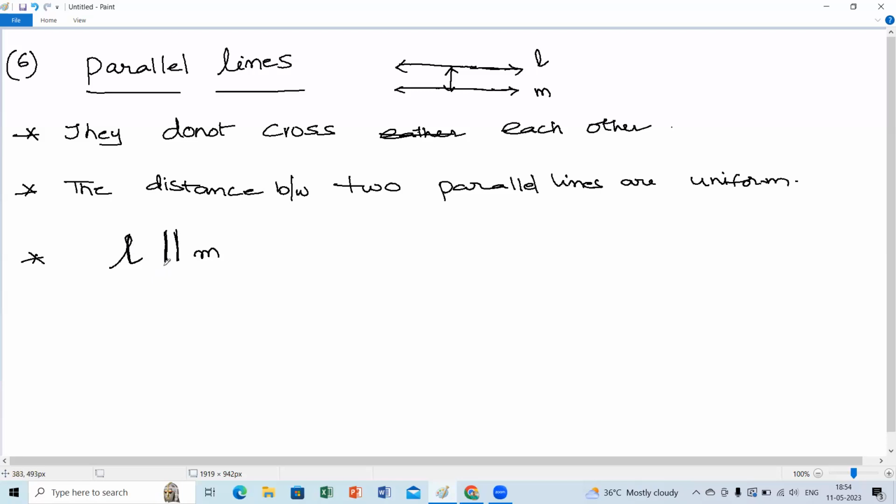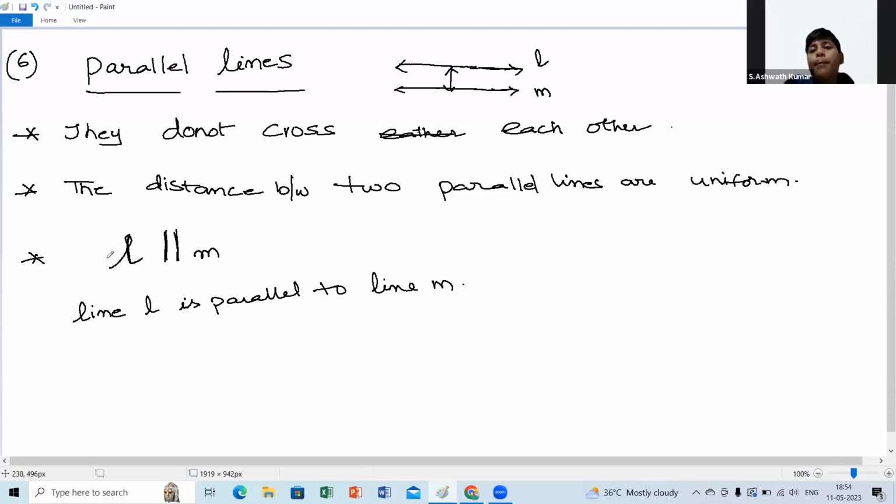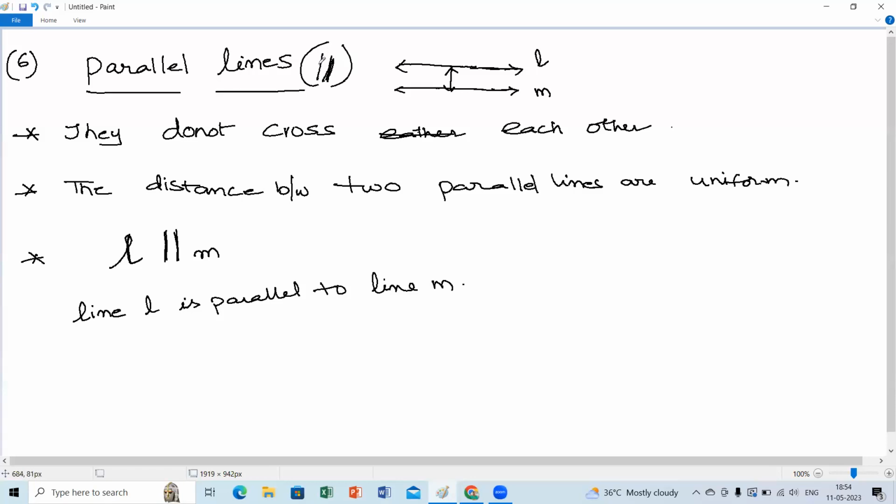Pictorially, ||. So how do we have to read it? Line L is parallel to line M. Yes, this is the representation, children. You may not have this in this class, but in senior classes you will definitely get this. This is the symbol for parallel, ||. You can write it in brackets. Little bit long, not more than that. Don't write it very big.